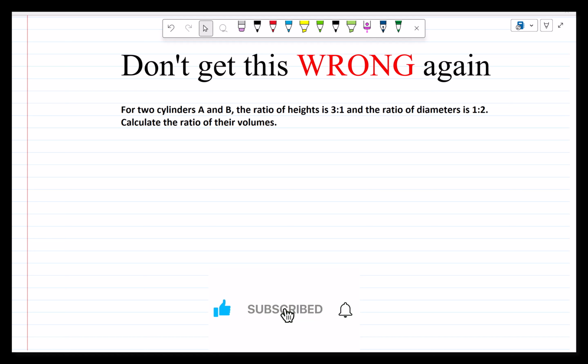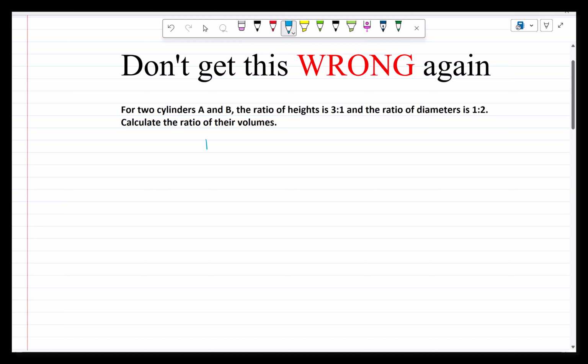For two cylinders A and B, the ratio of heights is 3:1 and the ratio of diameters is 1:2. Calculate the ratio of their volumes. You can take a moment, pause the video and try to solve this question. Let's see whether you got it correct or wrong. And if you did, after I have done this, make sure that you will not get this wrong again.